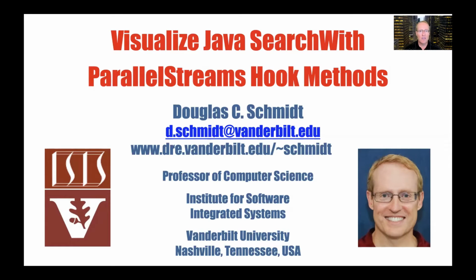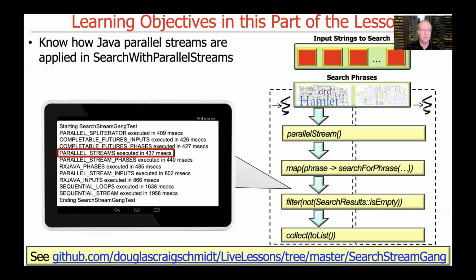We're now going to go ahead and visualize the search with parallel streams hook methods to see what they're doing, from a little bit higher level perspective than just looking at the source code. Of course, we will also look at the source code.